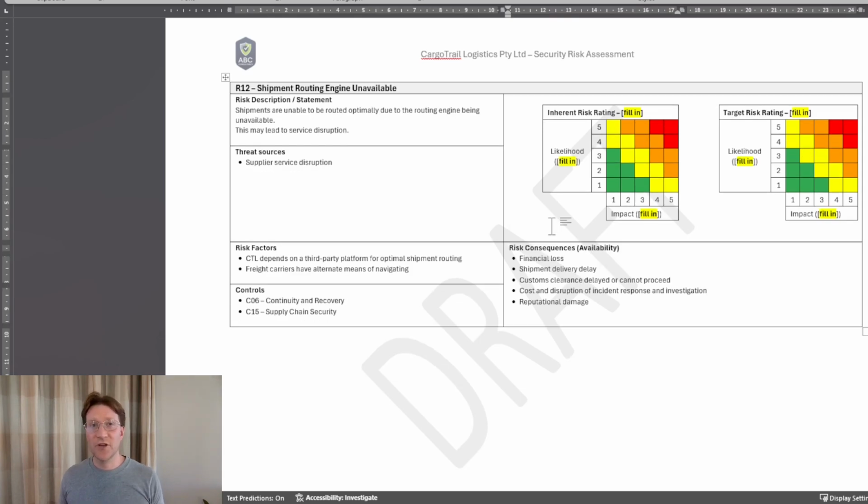For risk 12, the shipment routing engine being unavailable, I'm saying it's a possible likelihood. We simply don't really know or have any control over what the supplier does, what their security practices are, and so we simply cannot say whether it's going to be unavailable or not. It's out of the control of CTL. So I'm picking a middle ground and saying that it's possible.